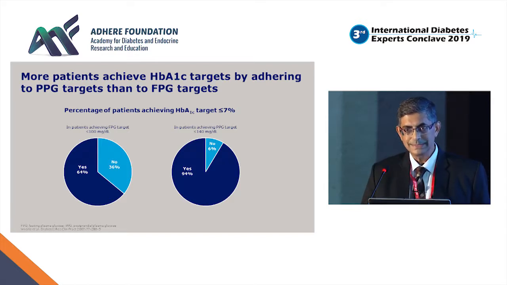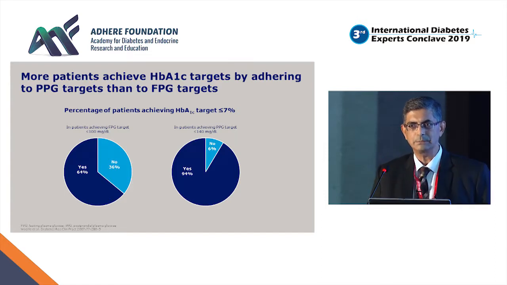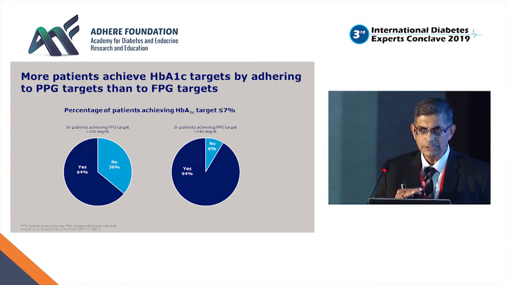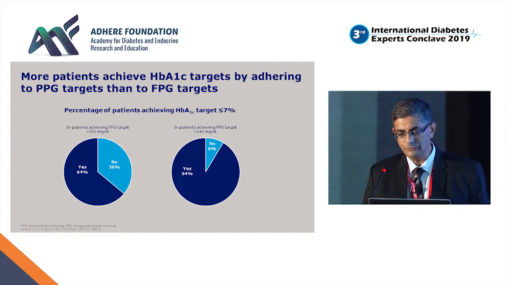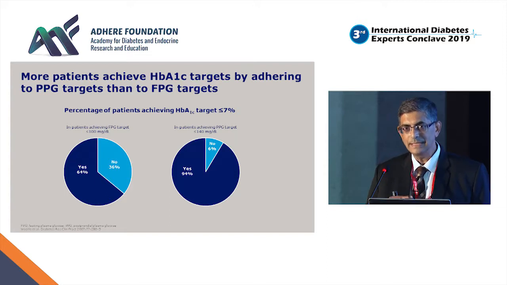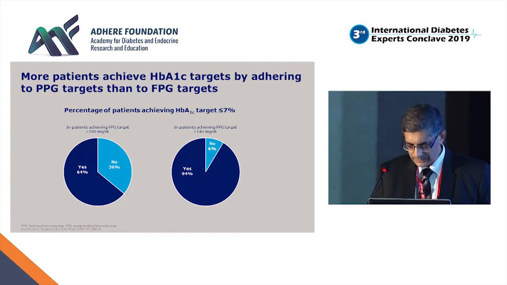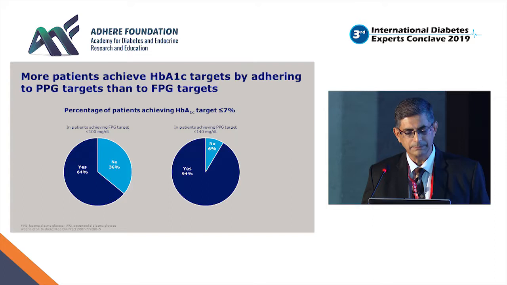This was a very good statistic that really came out. If you target only the fasting plasma glucose, you'd probably achieve a fasting glucose of less than 100 when about 64% of the population have an A1C of less than 7%. But if I target a post-meal glucose of less than 140, I would probably achieve an A1C target of less than 7% in 94% of the population.